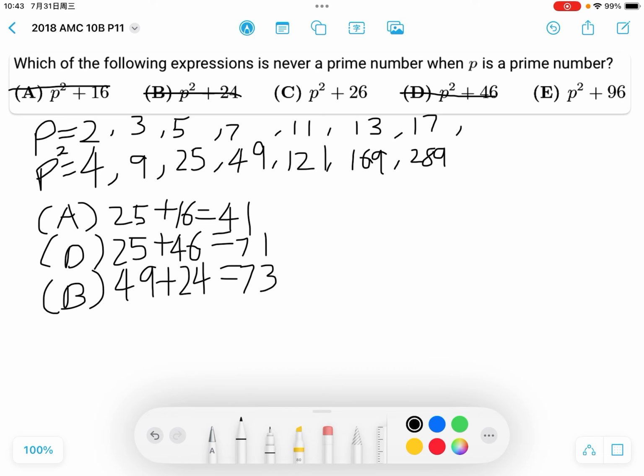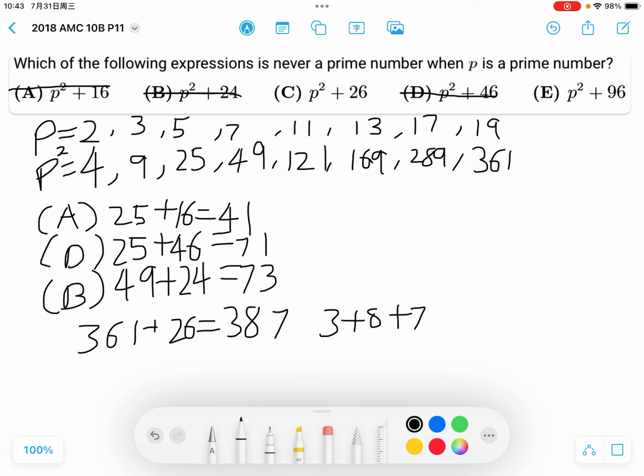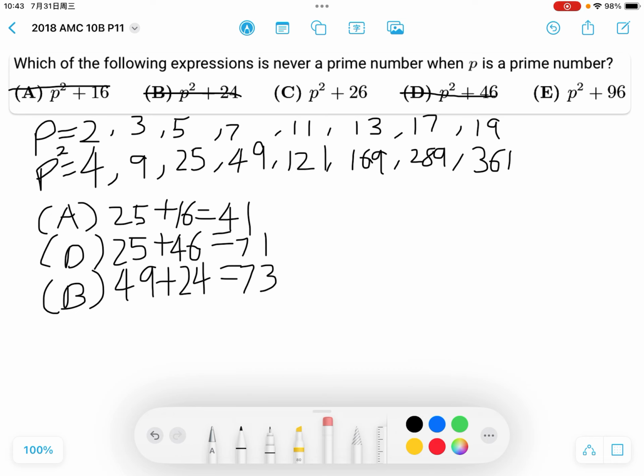So after 17 is 19. 19 squared is 361. So 361 plus 26 gives me 387. So is that prime? Not exactly, because its digits sum up to 18, and 18 is a multiple of 3, so 387 is a multiple of 3. Okay, so option C, when P is 19, isn't prime. Okay, so what about 361 plus 96?